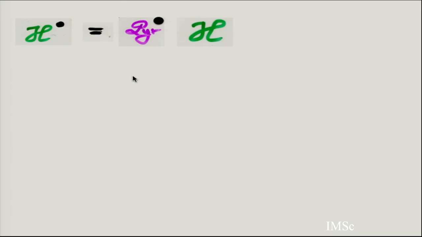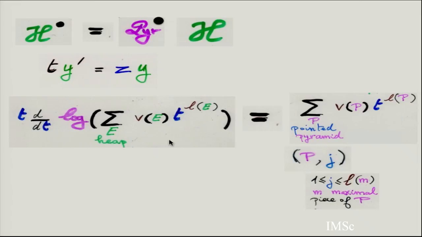In terms of the abstract combinatorial object, pointing a heap equals the pointed pyramid multiplied by h, where pointed pyramid means you are pointing the maximal piece, the unique maximal piece of the pyramid. So you get this equality, where y prime over y is the logarithmic derivative of h, but z now is a generating function of pointed pyramids, which I can write this way.